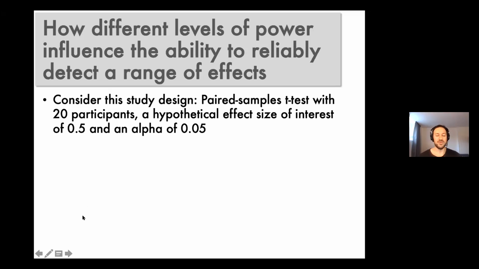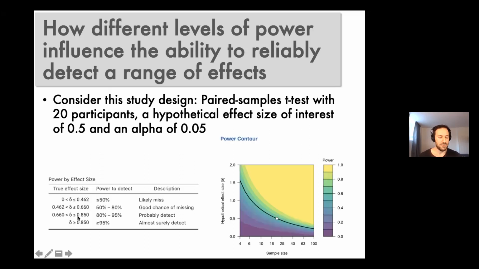So we have 20 participants and a hypothetical effect size of interest of 0.5, which in many circumstances, or if you're going by Cohen's thresholds, is considered a medium effect size. We're going to circle back to that. Okay, so we have a hypothetical effect size of interest of 0.5 and an alpha of 0.05. Okay, so let's look at that. Here we have the results here. For this particular design, for this test, which is a paired samples t-test design, we have power of 0.56.